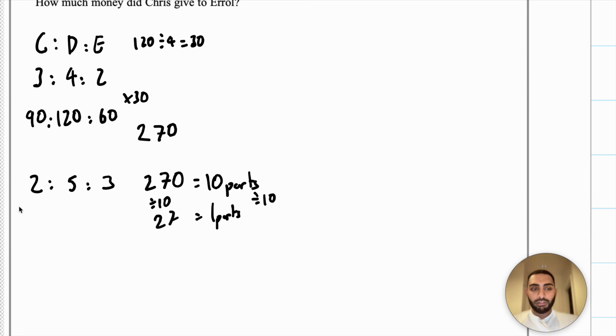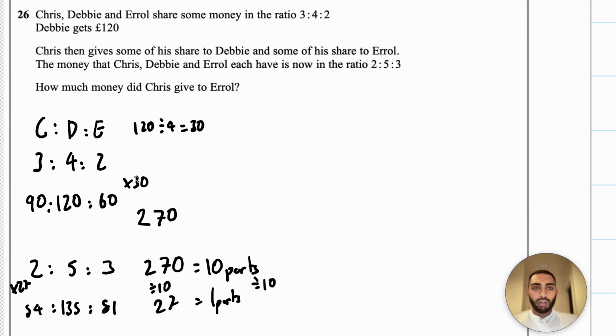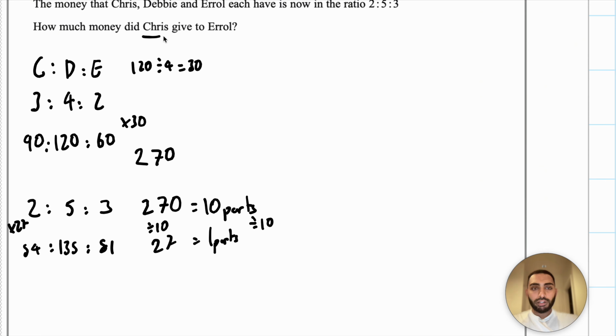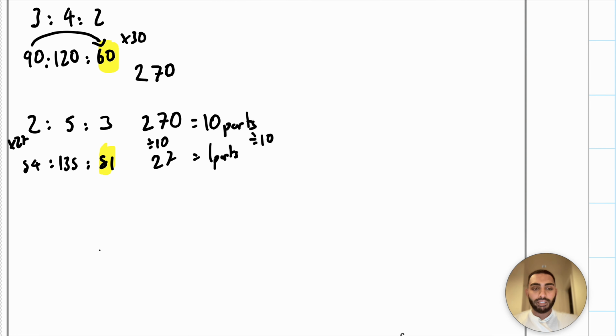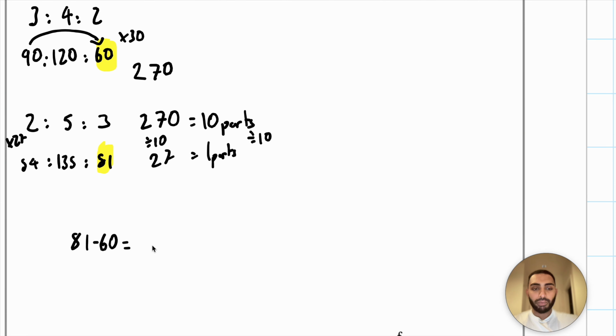2 times by 27 is 54. 5 times by 27 is 135. And 3 times by 27 is 81. We're trying to find out how much Chris gave to Errol. So we're looking for the amount that went from there to there. We're looking for the amount that this went up. So from 60 to 81, or 81 take away 60, that gives me 21. So Errol's went up by 21.